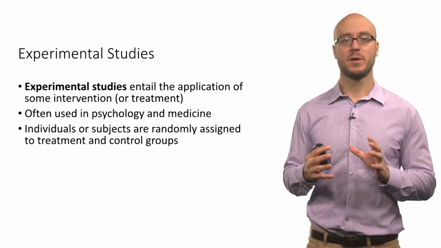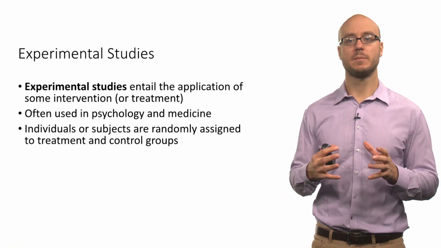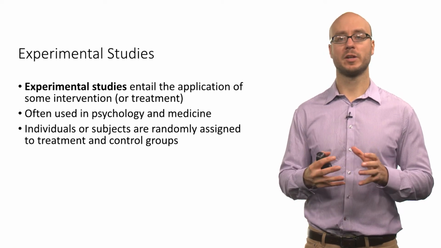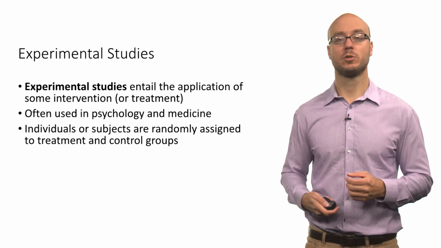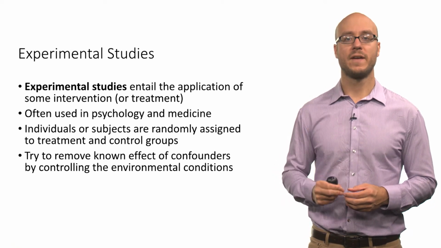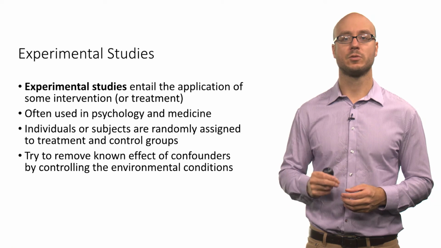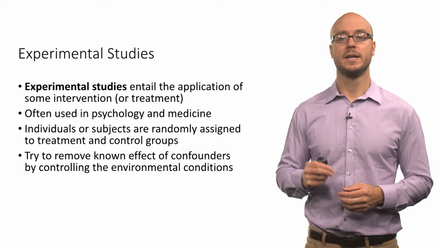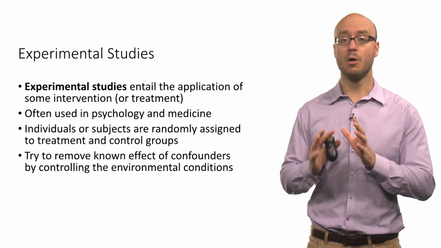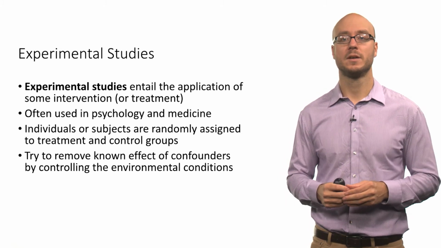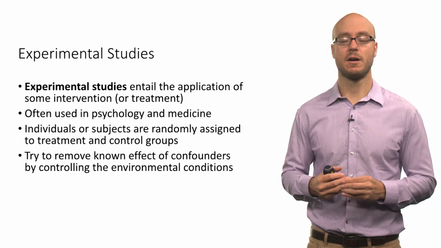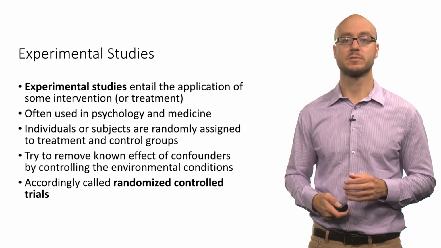The idea behind an experimental study is that individuals or subjects are randomly assigned to treatment and control groups. The treatment group receives the intervention and the control group does not. Trying to remove known confounders by controlling the environmental conditions in this way is another part of an experimental study. So if you know that there's some part of the environment that might bias or alter the causal effect, you do try to control that as well.